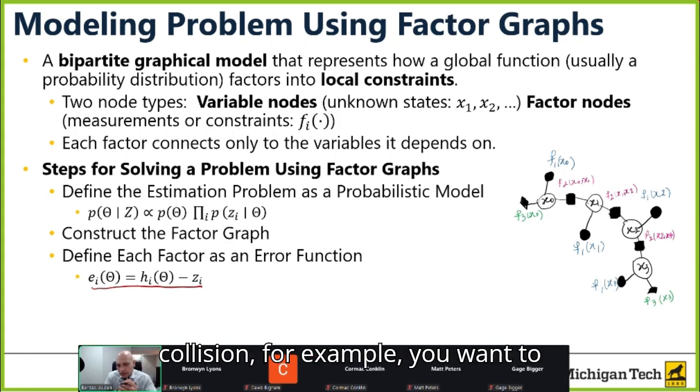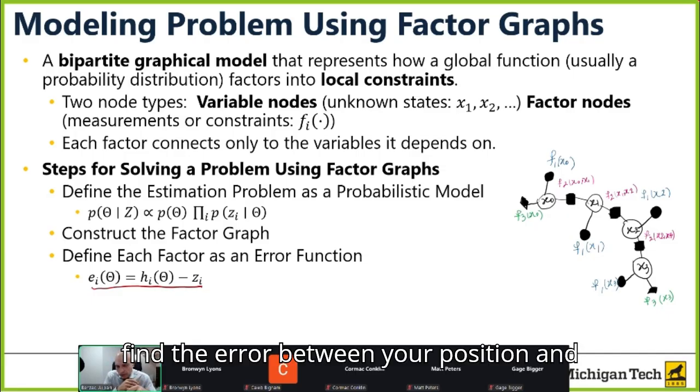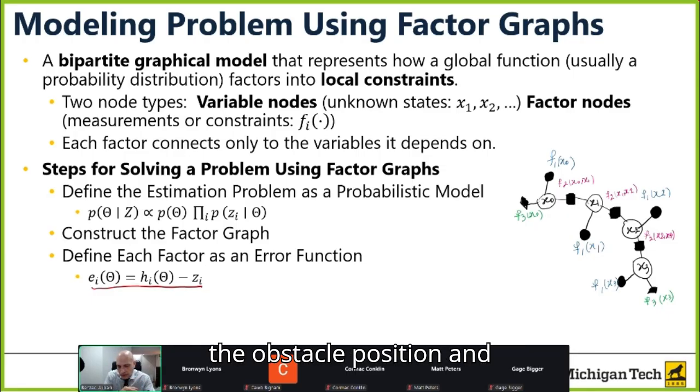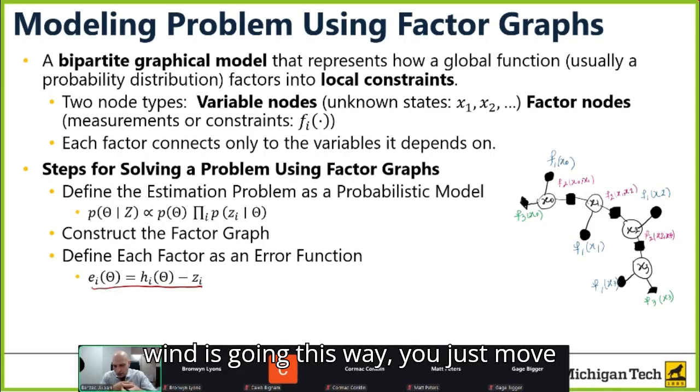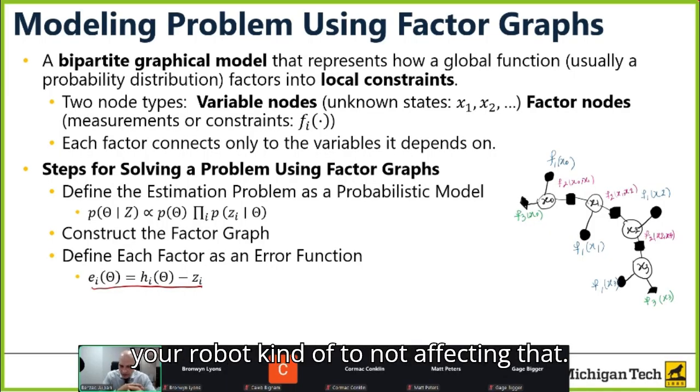Yes, for collision, for example, you want to find the error between your position and the obstacle position and make this distance as large as you can. You don't want to be close to that. That's one of them. That's good. For wind, for example, you want to find a position that has a minimum effect from the wind. If the wind is going this way, you just move your robot so it is not affected by that.